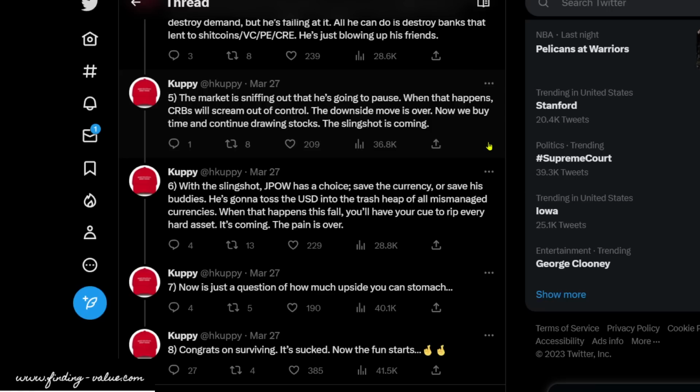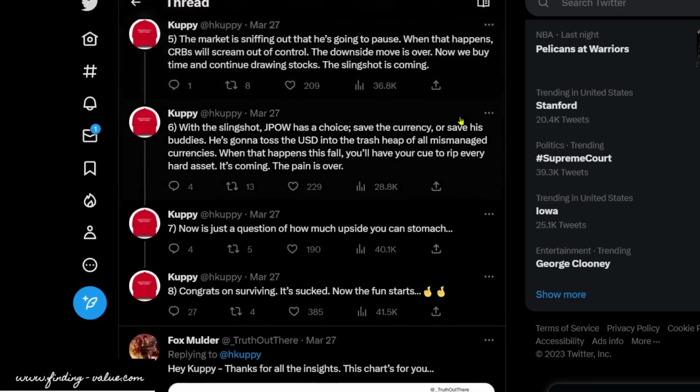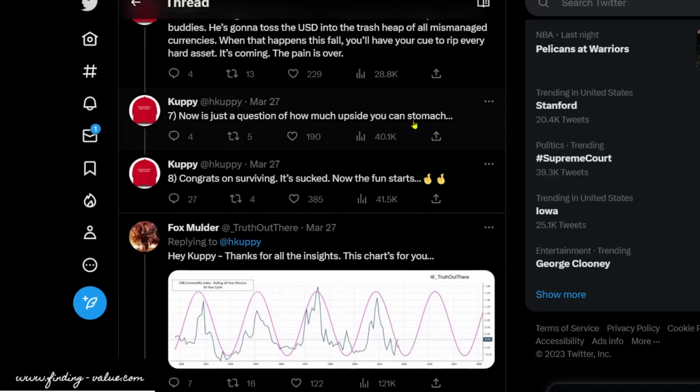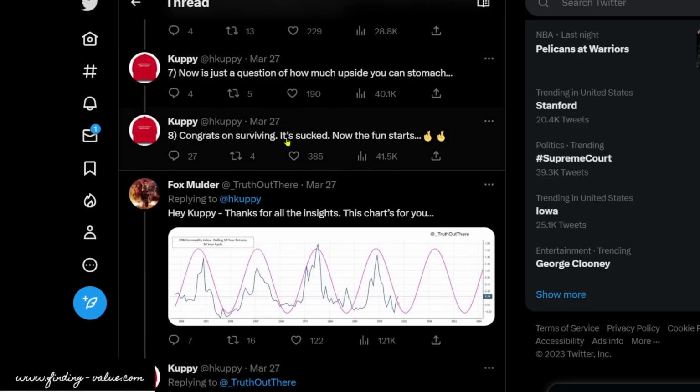The slingshot is coming. With the slingshot, J-Powell has a choice: save the currency or save his buddies. He's going to toss the USD into the trash heap as all mismanaged currencies. When this happens this fall, you'll have a cue to rip every hard asset. It's coming. The pain is over. Now it's just a question of how much upside can you stomach. Congrats on surviving. It sucked.